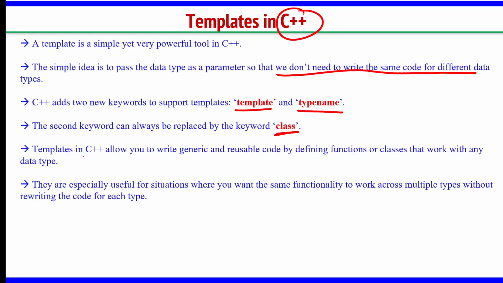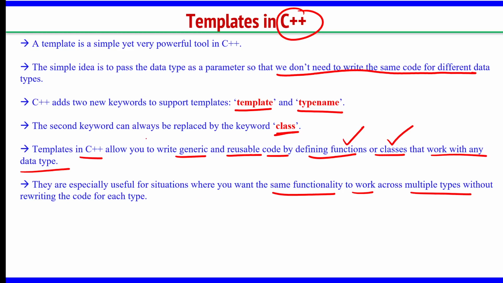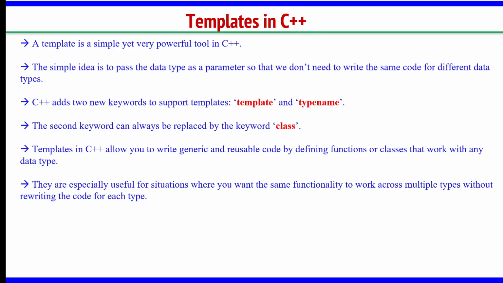So templates in C++ allow you to write generic and reusable code by defining functions or classes that work with any data type. It means we can have function templates and class templates. They are especially useful for situations where you want the same functionality to work across multiple types. I want to do addition of numbers, but it should work for any given data type, float, double, int, char, for anything it should work. For those things we use templates.